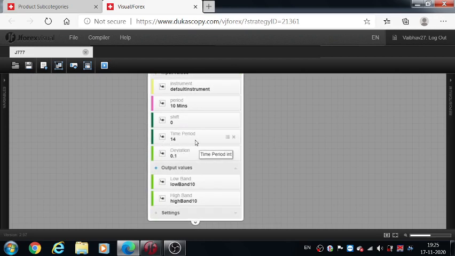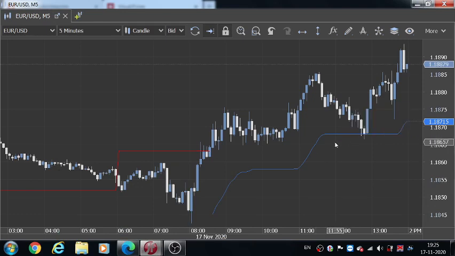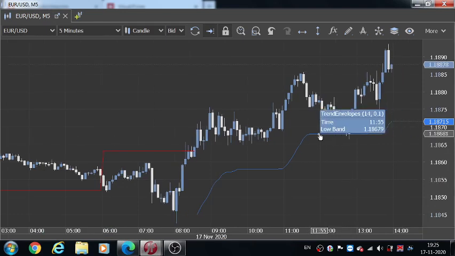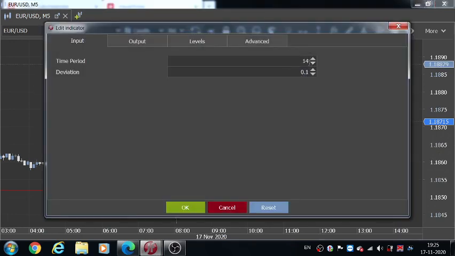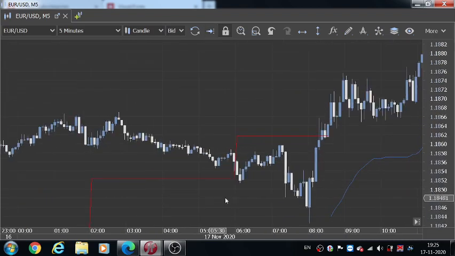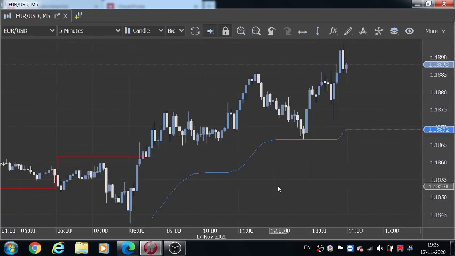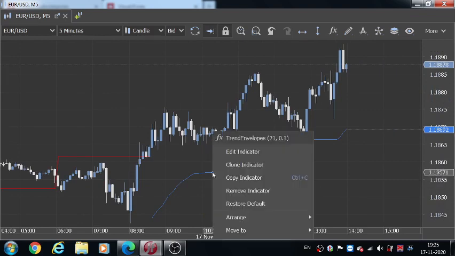Time period, as I said, is the number of candles which will be taken into consideration. If you want to work with the default setting, this is the default setup where 14 candlesticks of 10 minutes each are being taken into consideration while calculating the simple moving average, based on which we are getting the output value for this trend envelope indicator. You can always change these values. For example, let us make this 21 and we will see how this changes. As you can see now, this plotting is being done on the 21 time period of 5 minutes each. Here you can see that the changes are pretty much visible.